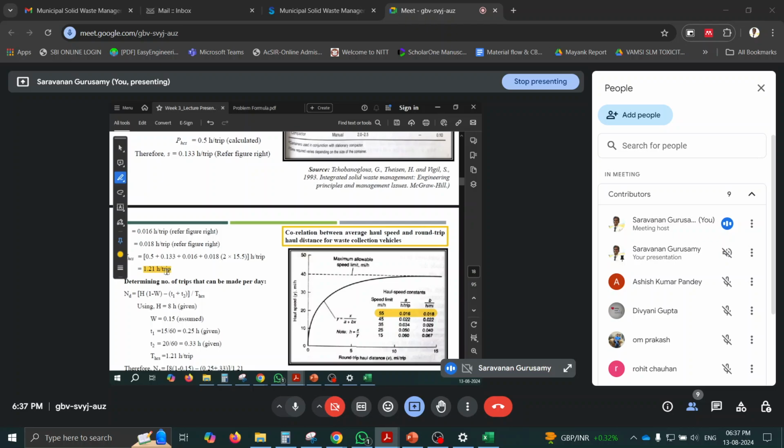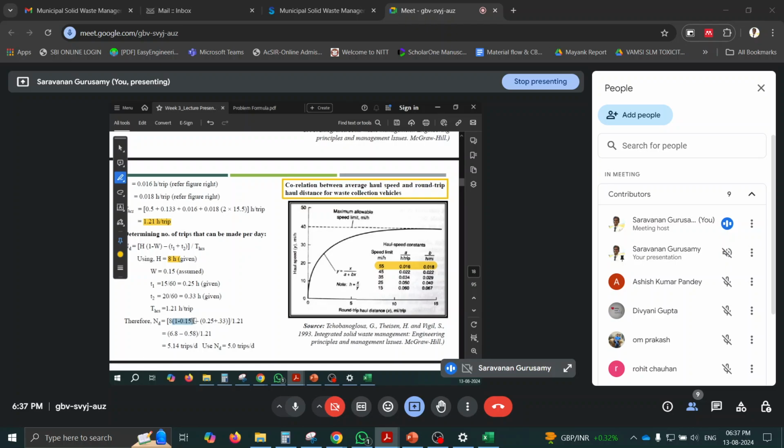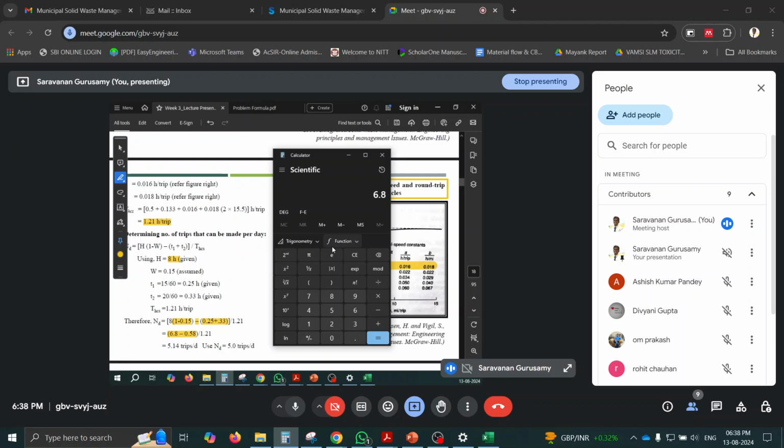So we have in a day 8 hours, and then if you subtract 0.15, I mean 15% of 8, and then again the time required to travel from the garage to the first location and from the last location to the garage, that is T1 and T2, if you subtract that, we get 6.8 minus 0.58. So the productive time available is 6.22 only, out of which one trip itself takes 1.21 hours. If you divide 6.22 by 1.21, you get 5.14 trips in a day.